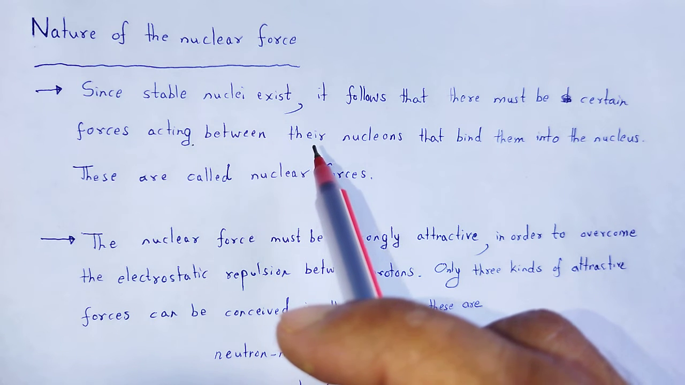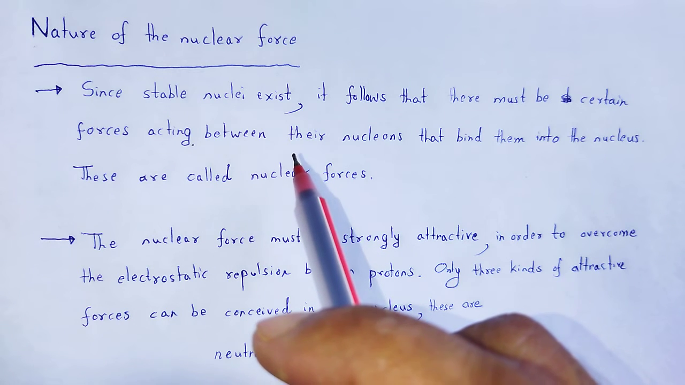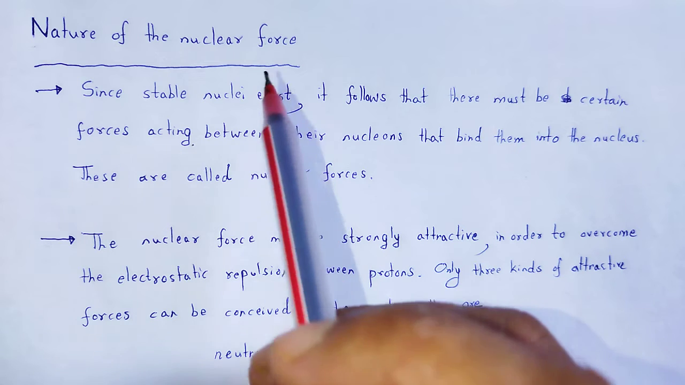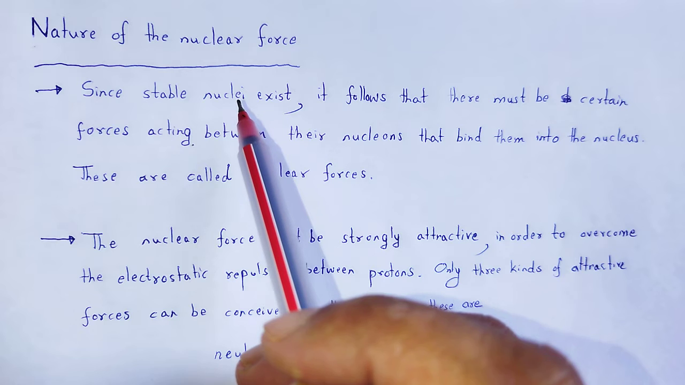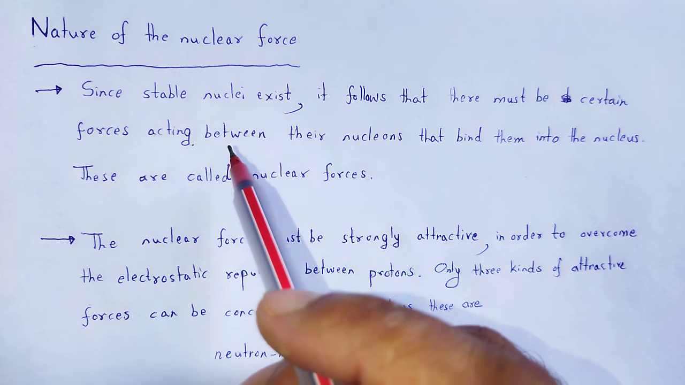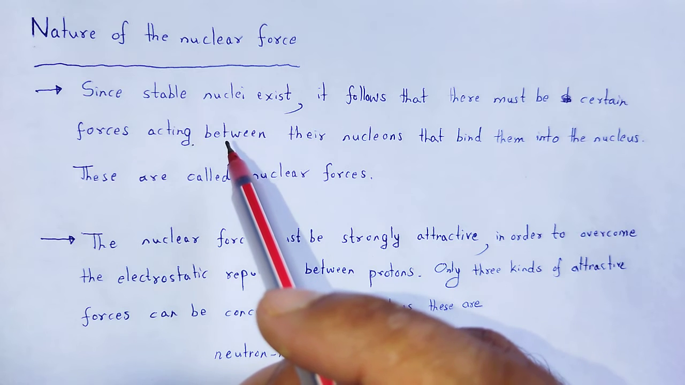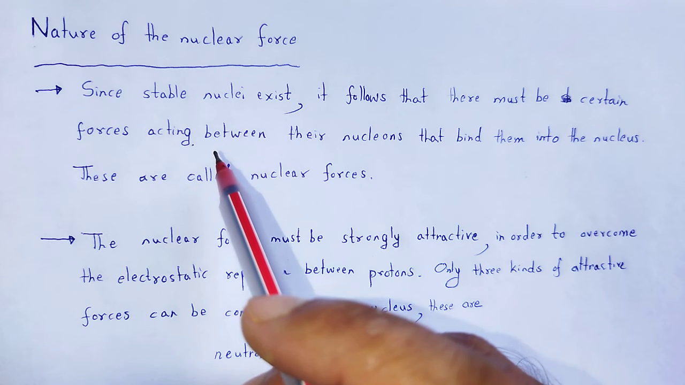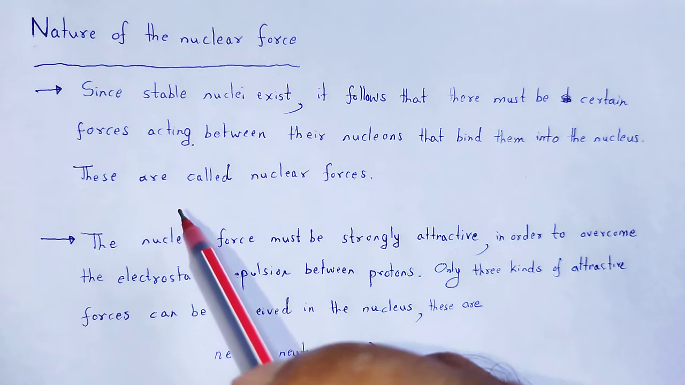So between protons we see an electrostatic force of repulsion, but the nuclei exist. How? There must be a strong force which overcomes that electrostatic force of repulsion, and that force we call nuclear force.